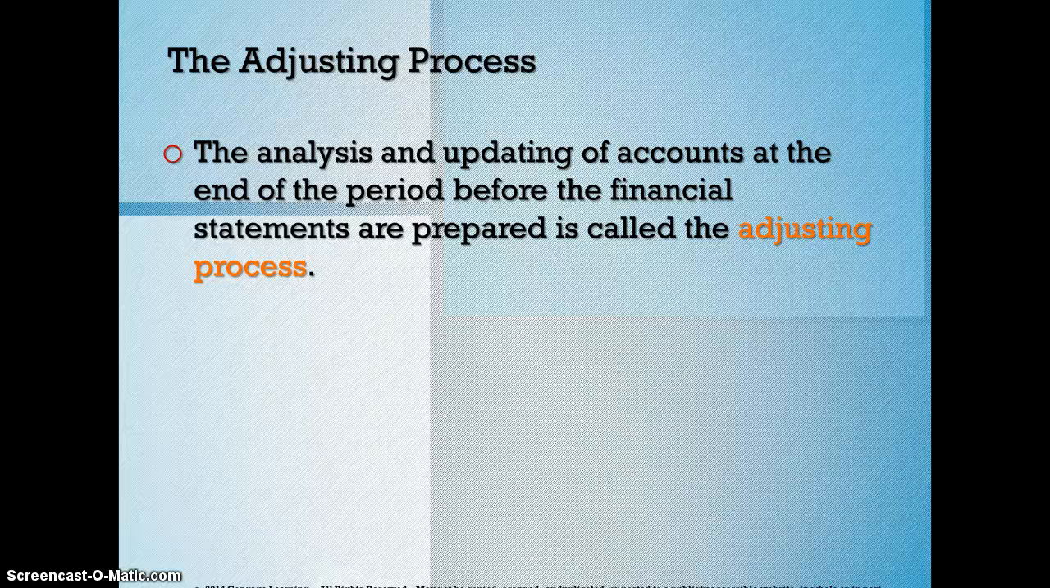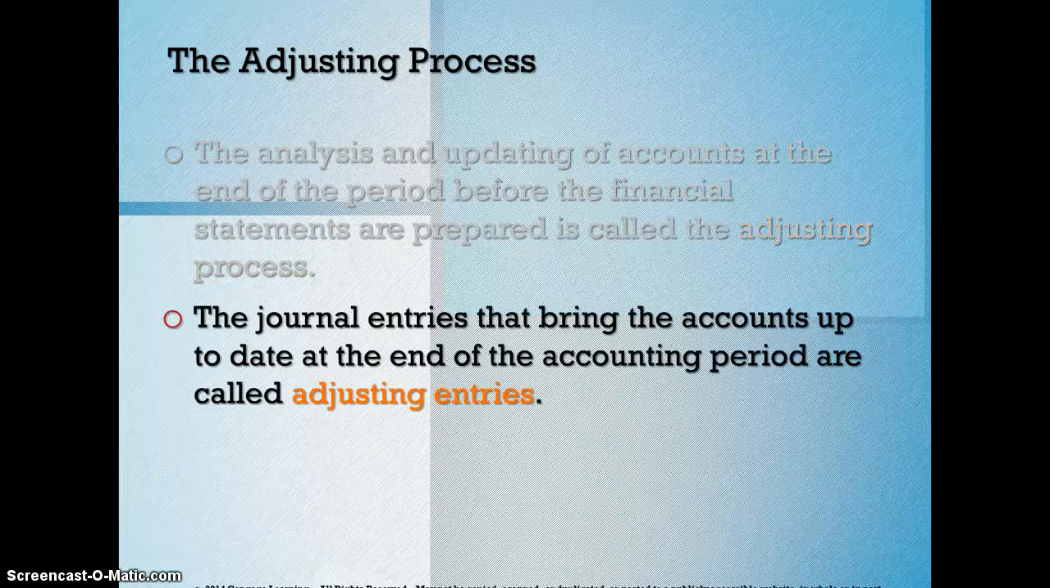So this all pertains to the matching concept. It states that all expenses incurred in providing a service or selling a product must be recorded in the same period that the revenue from the service or the sale is recorded. Expenses are matched against the revenue that they generate. The matching concept and the accrual basis of accounting go hand in hand. And because of these concepts, some accounts must be updated at the end of the accounting period to show the correct revenue and expenses. And that is what we call our adjusting process. Okay, and we do the adjusting process through adjusting entries.